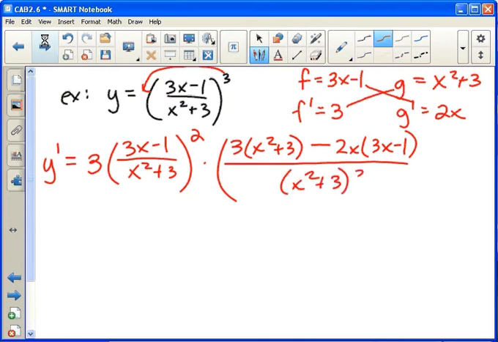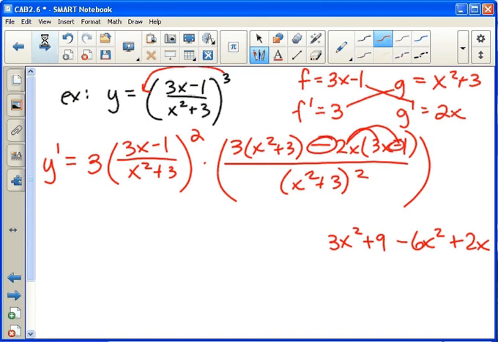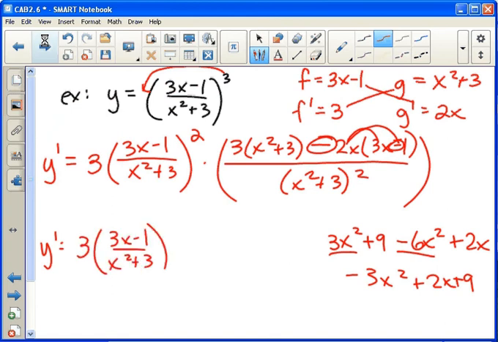Now, there is a little simplifying we can do on top of that fraction, so I'm just going to show the work for this down here. I'm distributing the 3 through, 3x squared plus 9 minus 2x times 3x is 6x squared, and then negative 2x times negative 1 is positive 2x, because we've got two negatives to make that a positive. So combining like terms, I get negative 3x squared plus 2x plus 9. So my final answer is going to be 3 times 3x minus 1 over x squared plus 3 squared times negative 3x squared plus 2x plus 9 all over x squared plus 3 squared.